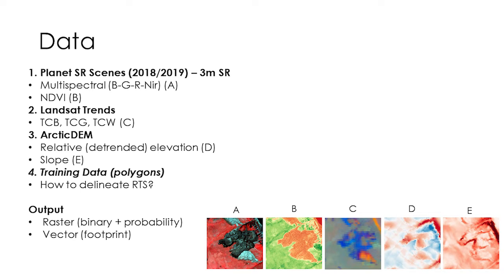As output data, we have raster values. So we have the binary raster, which means 1 for retrogressive thaw slump and 0 for background values, but also the probability values. And on top of the binary raster values, we also provide vectors, just polygon shapefiles with the outline or the footprint of the retrogressive thaw slump. The output data have a resolution of 3 meters.